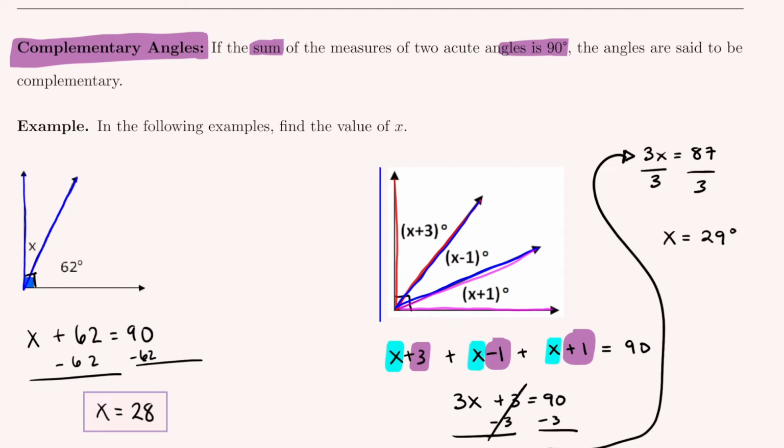Now that's enough to finish this problem, but if we were asked one further step, if we were asked to find exactly the measurements of this angle, and this angle, we could do so knowing each x is 29, so the lowest angle, x plus 1, is 29 plus 1, which is 30. Next is x minus 1, which is 29 minus 1, which is 28. And then x plus 3 is 29 plus 3, which is 32. Add all those together, and we definitely see it adds up to be 90 degrees.